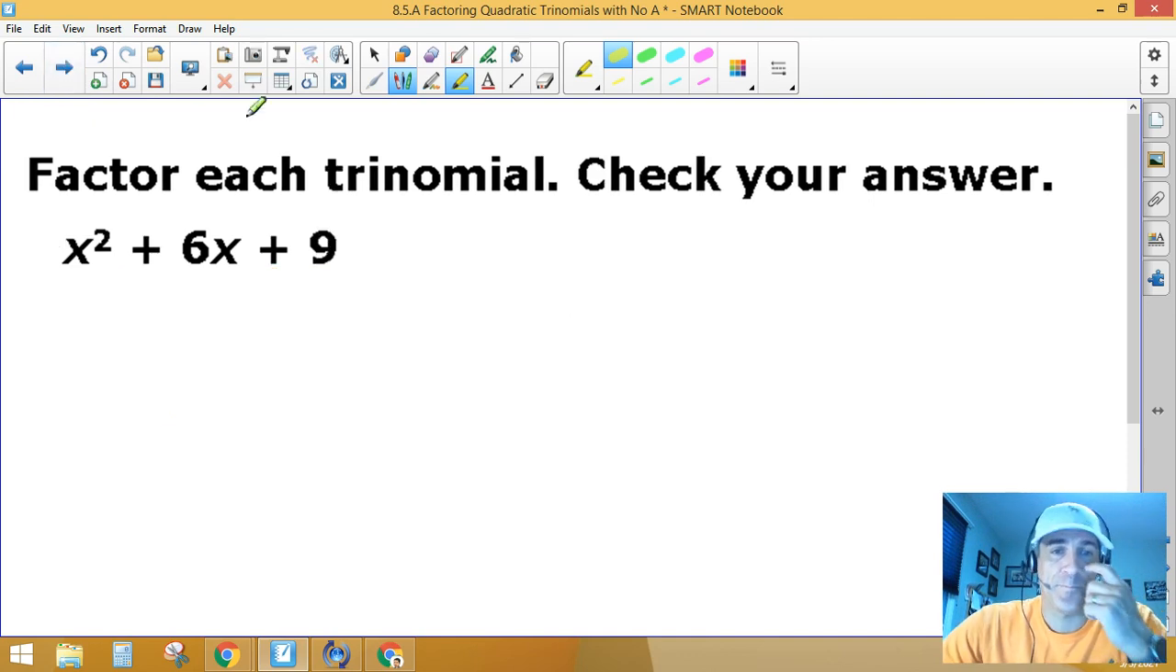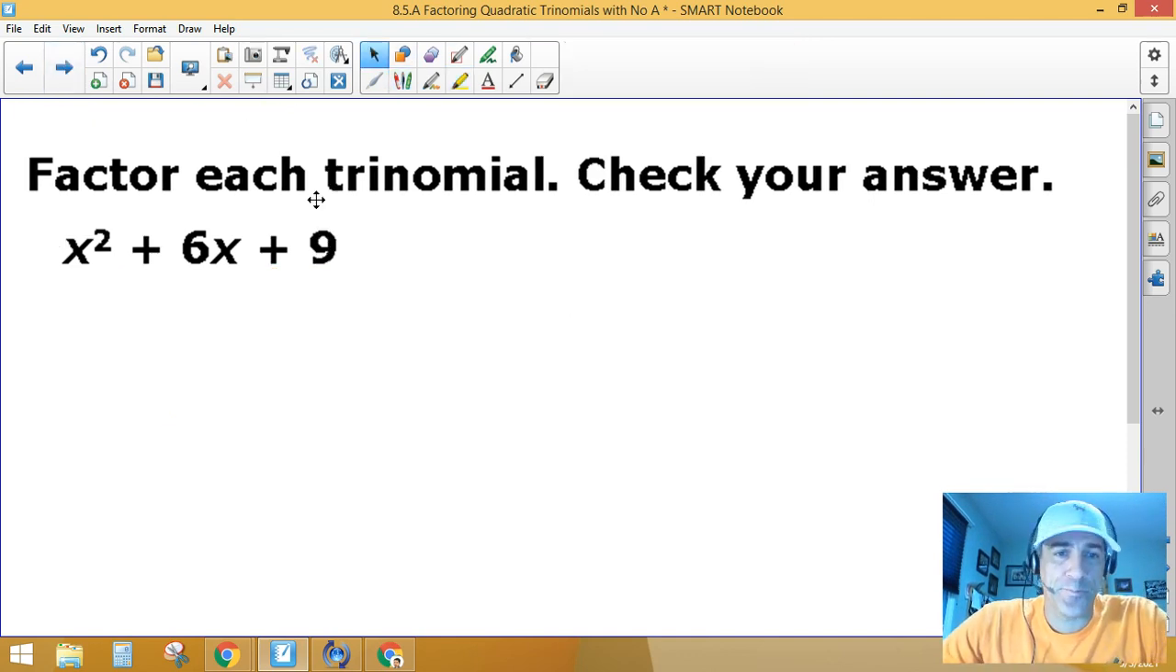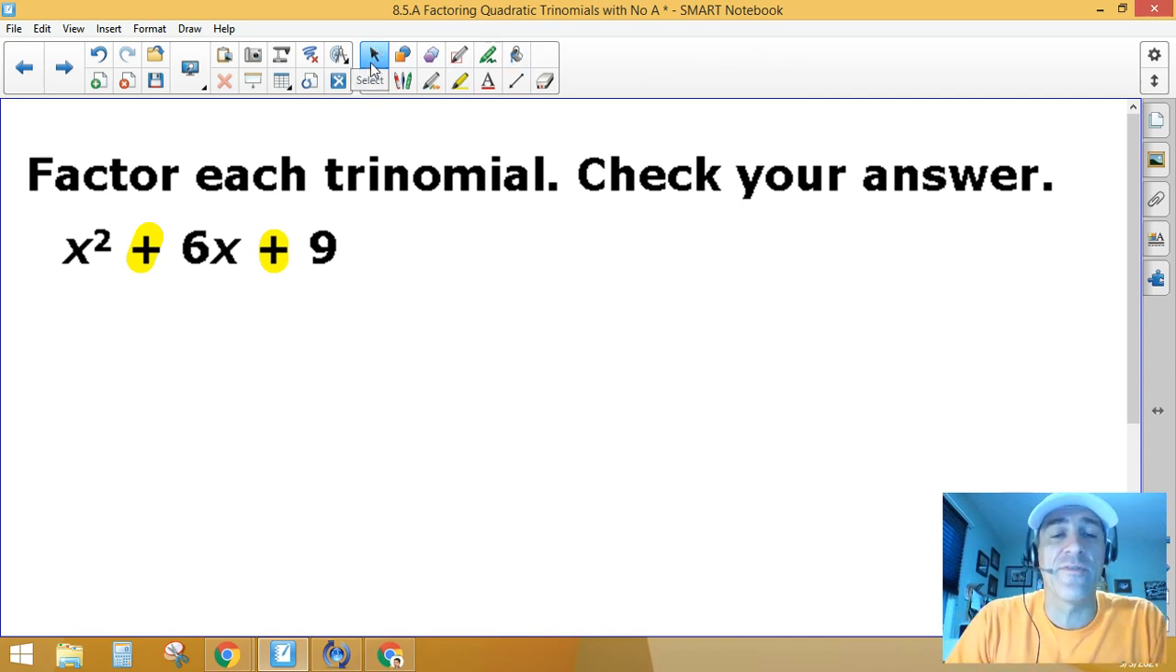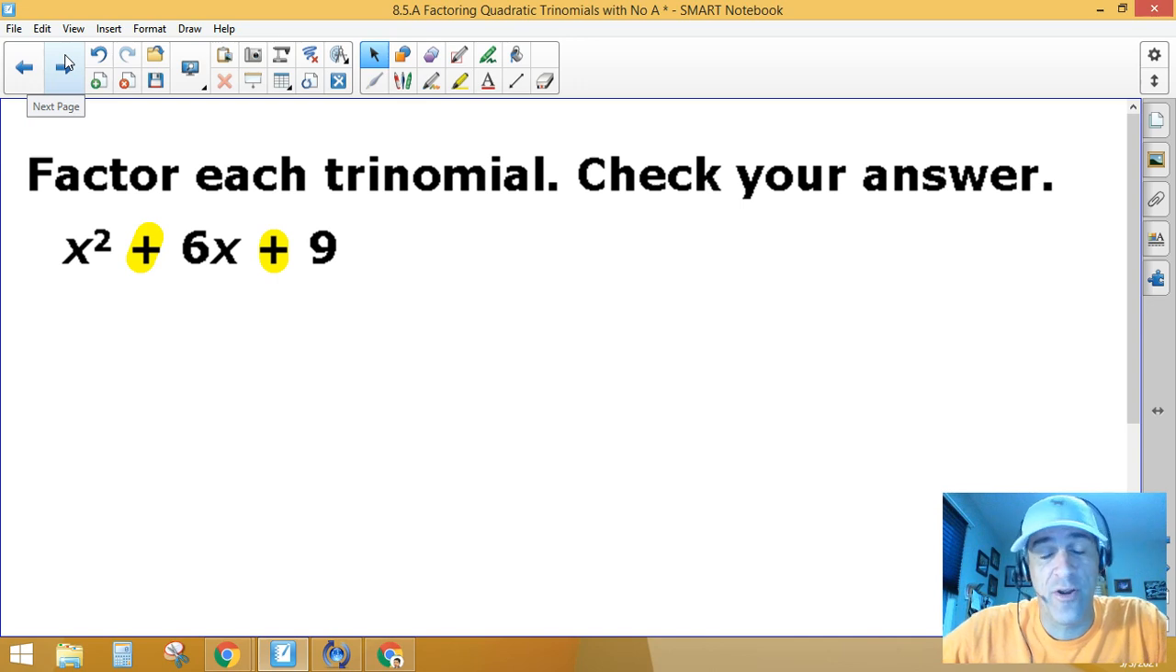Let's look at another one. Here, my c again is positive, and my b is also positive. So both of these will be positive. So what factors of 9 add to get 6, and then factor it? What do you think? Hopefully you got that. That was also a perfect square trinomial, by the way, one of the special cases.